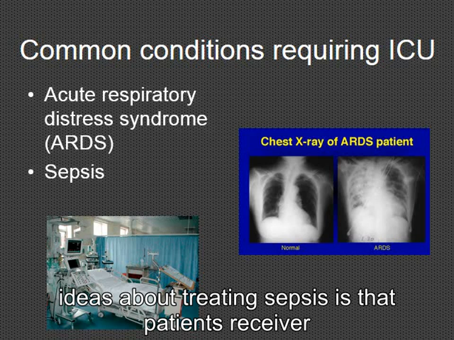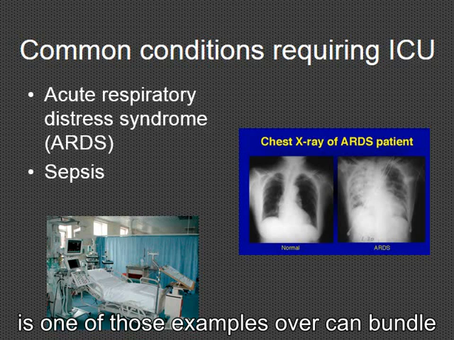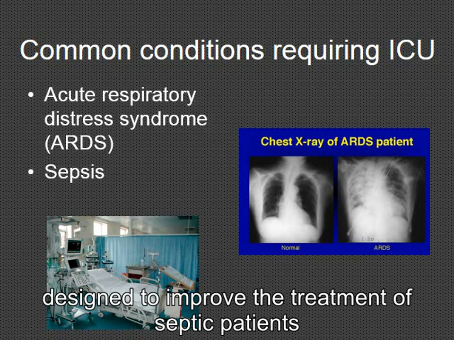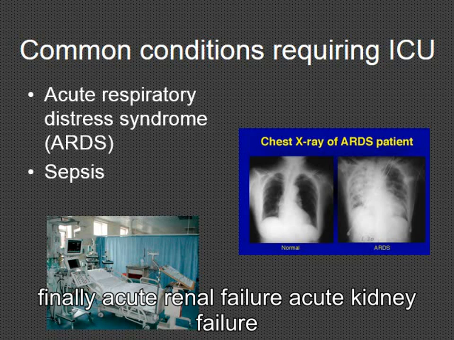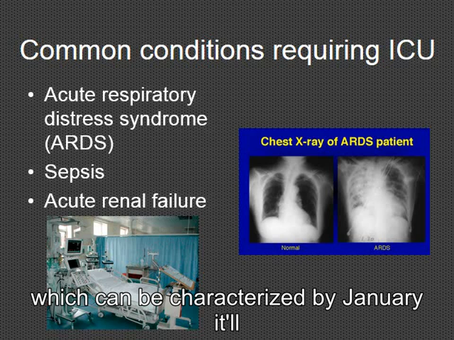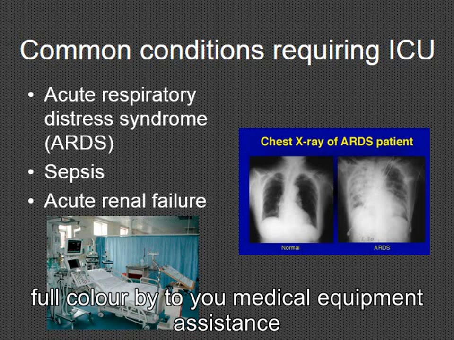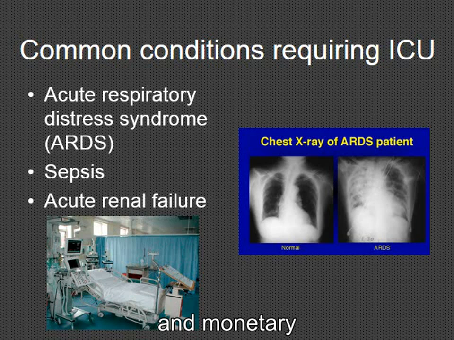One of the basic ideas about treating sepsis is that patients receive a care bundle, which is a group of treatments. The Surviving Sepsis campaign is one of those examples of a care bundle designed to improve the treatment of septic patients. Finally, acute renal failure, acute kidney failure, is the sudden cessation or reduction in renal kidney function, which can be characterised by anuria or lack of urine production. All of these conditions will require ITU, medical equipment, assistance and monitoring.